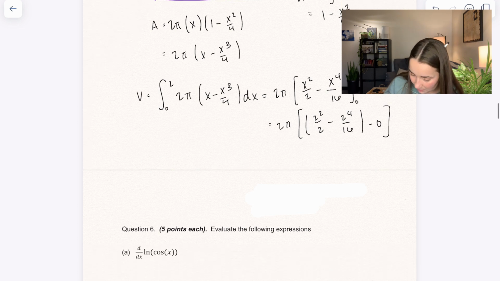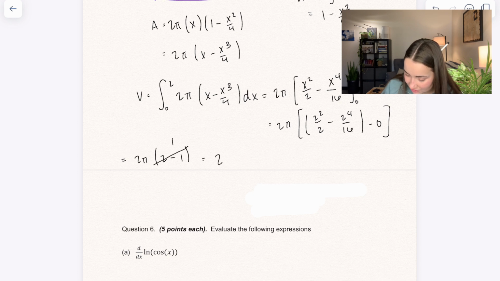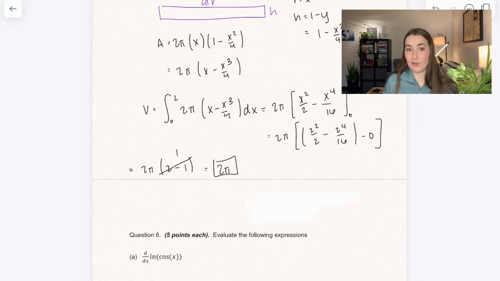So now we can go ahead and simplify it. I'm going to bring it over here. So we get 2 pi, and we get 4 divided by 2, which is 2, minus 16 divided by 16, which is 1. So it becomes a value of 1. 2 pi times 1 is just equal to 2 pi. And notice here we get the exact same solution. And that's because no matter which method you use, you're going to end up with the same volume, right?